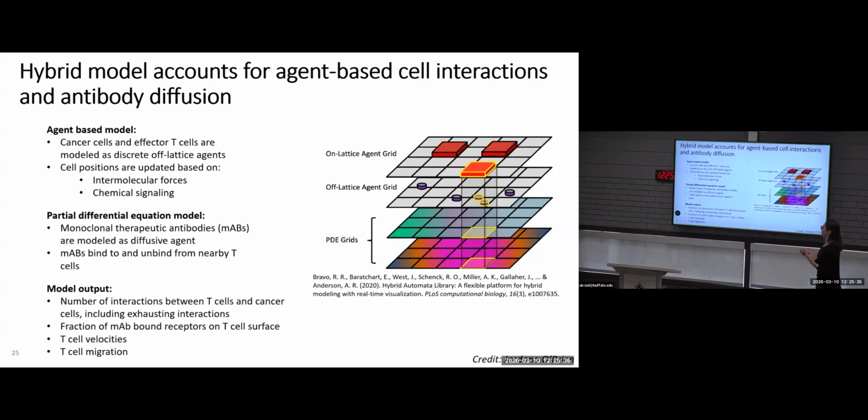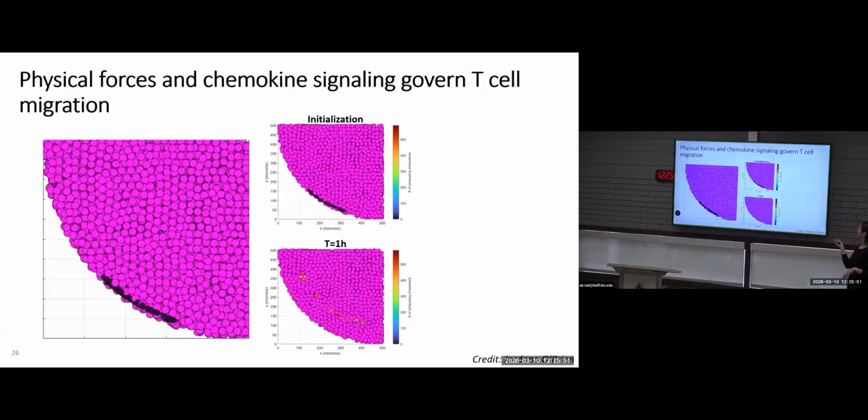Also tracking a little bit more specifically how many antibodies are bound to any given T cell at any given time. And also some other behavioral features of the T cells, like where are they going? How fast are they moving? So here is that video.